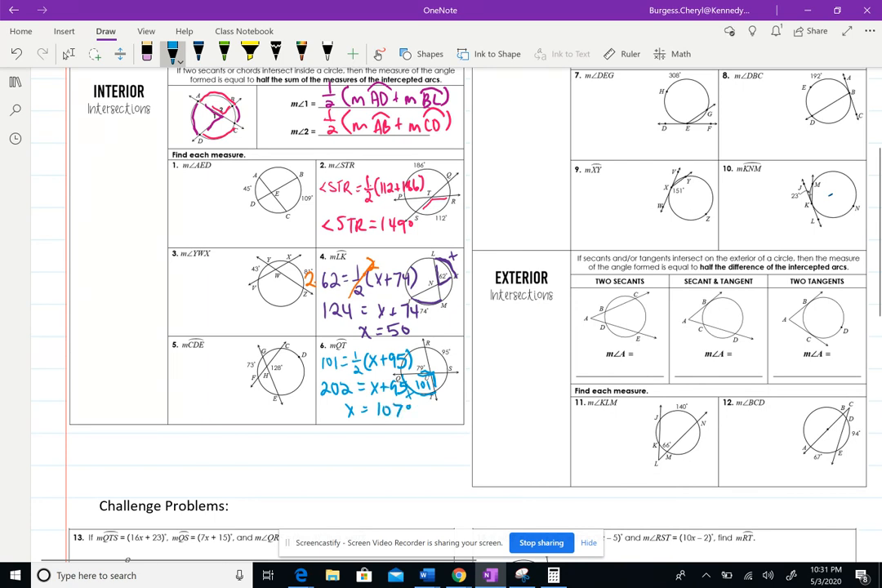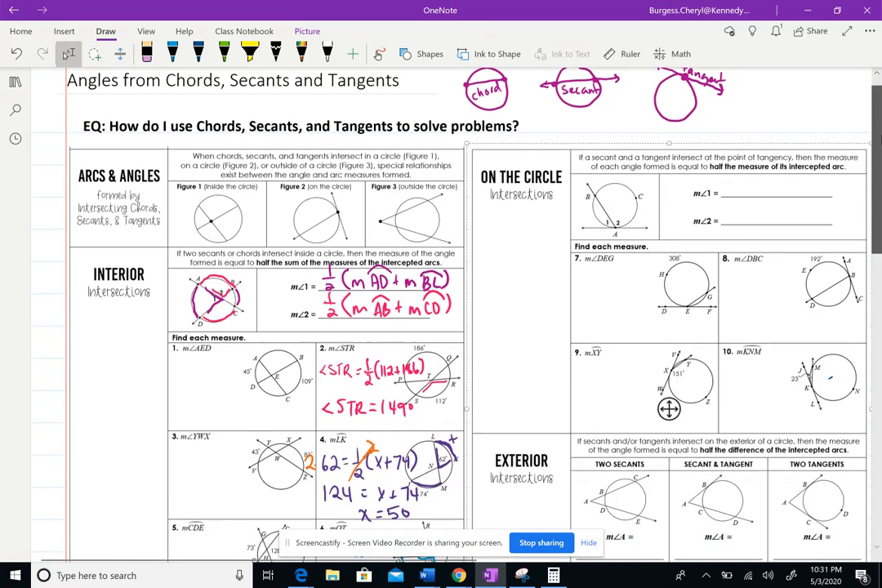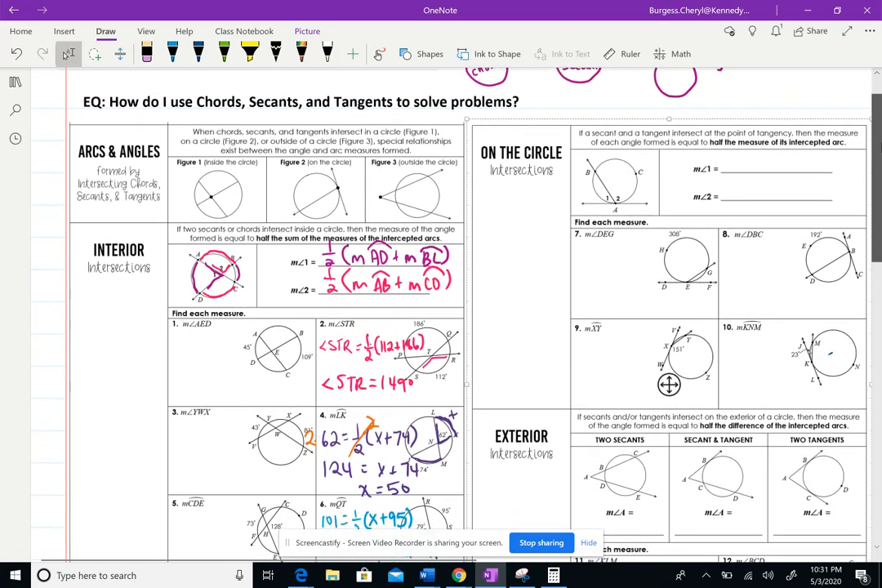All right, so this is just a math trick that you can use anytime you have two secants or two chords intersecting, and it will help you solve problems. All right, so let's go to the next thing.